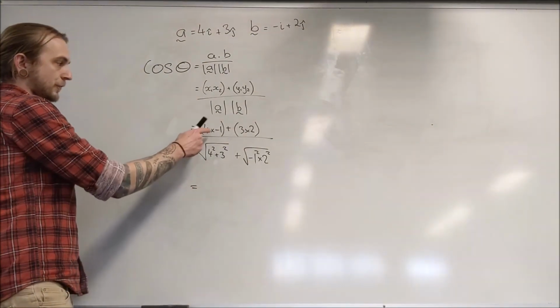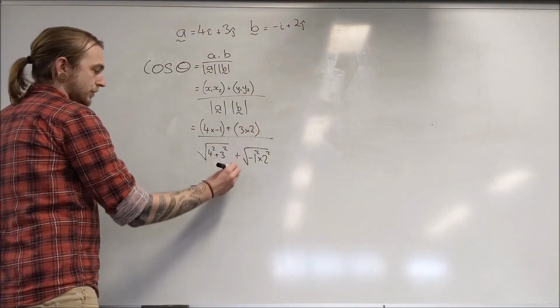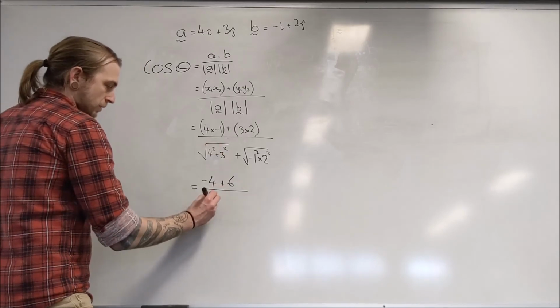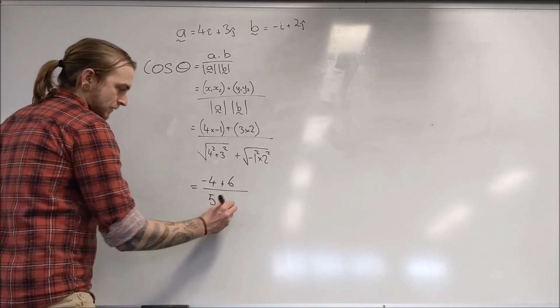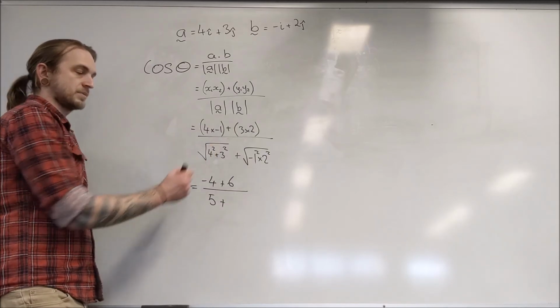Top line becomes 4 times -1 gives you -4, plus 3 times 2 gets you 6. Bottom line, we know that one's going to be a 5, because we just discussed it. 4 squared is 16, 3 squared is 9, add them together for 25.